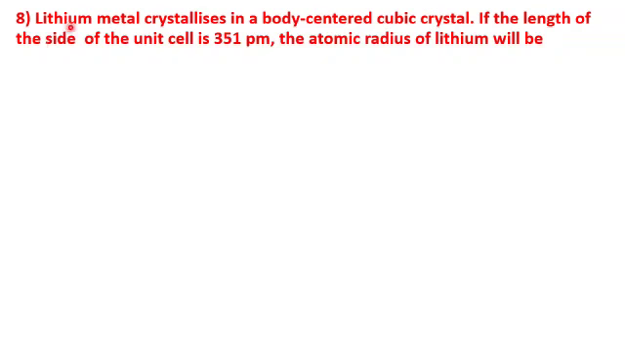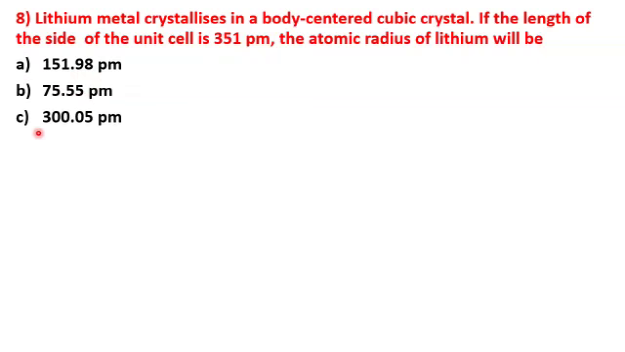Question number 8. Lithium metal crystallizes in a body-centered cubic crystal. If the length of the side of the unit cell is 351 picometer, the atomic radius of lithium will be: option A 151.98 picometer, option B 75.55 picometer, option C 300.05 picometer and option D 240.80 picometer. So let us see the solution.